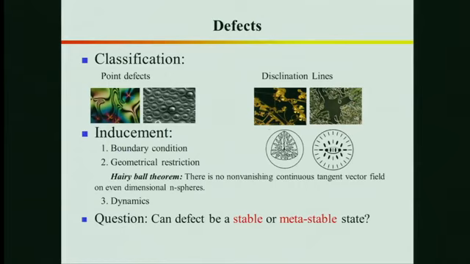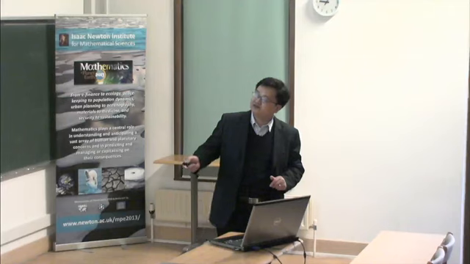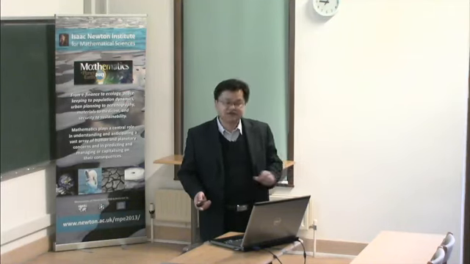So defects are also very important, like point defects and disclination lines. What induces them? Most of the time it is boundary conditions or geometric restrictions. For example, mathematically we have the Hairy Ball theorem. It means there is no non-vanishing continuous tangential vector field on even-dimensional spheres, so that means defects exist. Another topic is dynamics. I also ask myself the question: can a defect be a stable or metastable state? Among these three cases, just in the bulk, is this possible? I don't know.